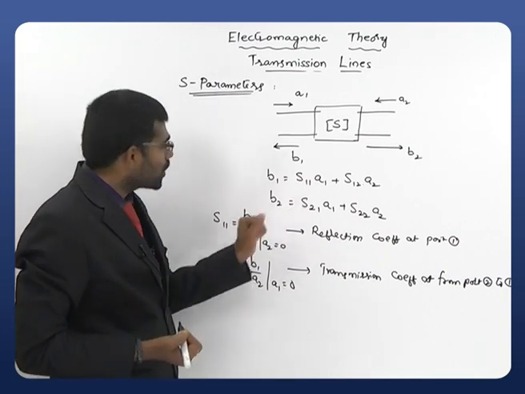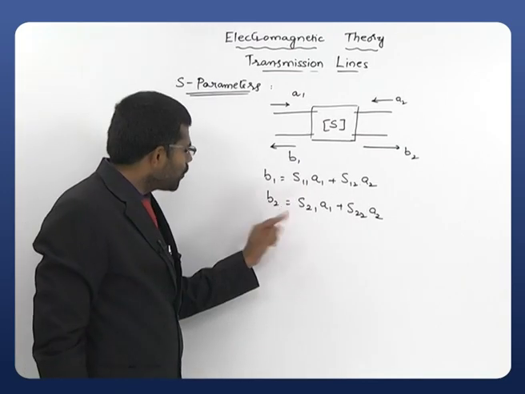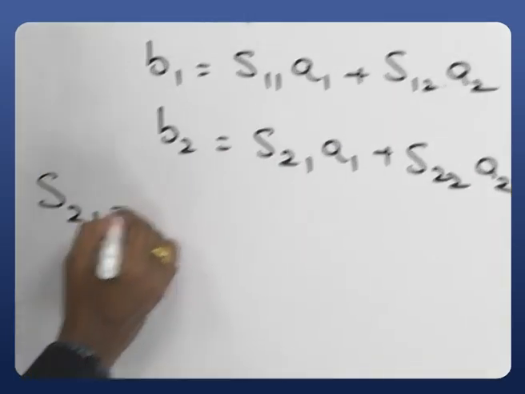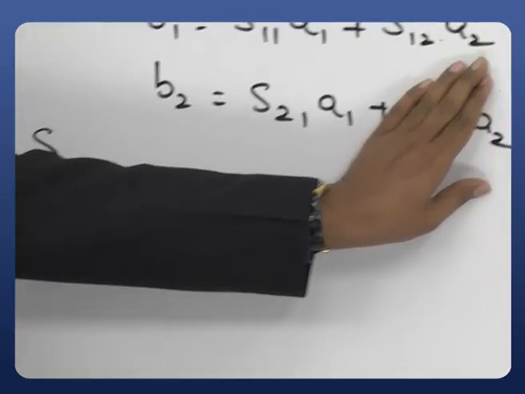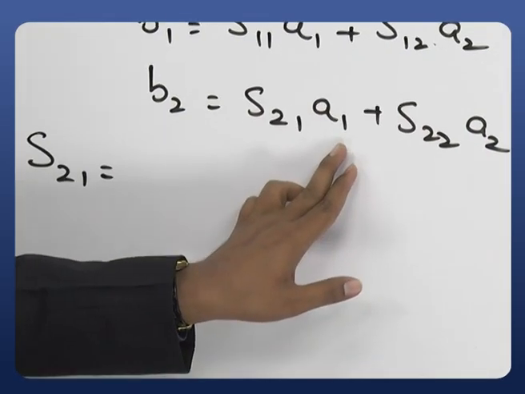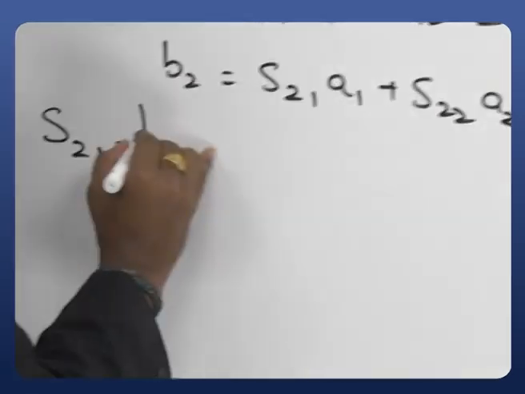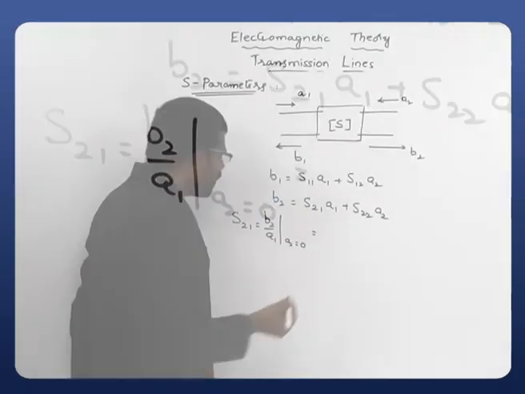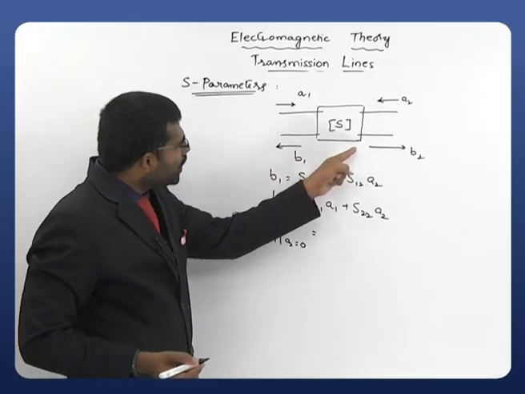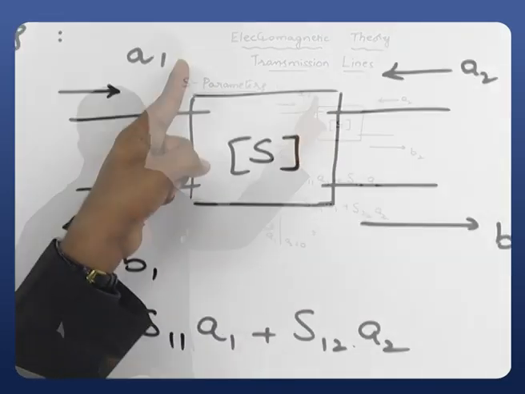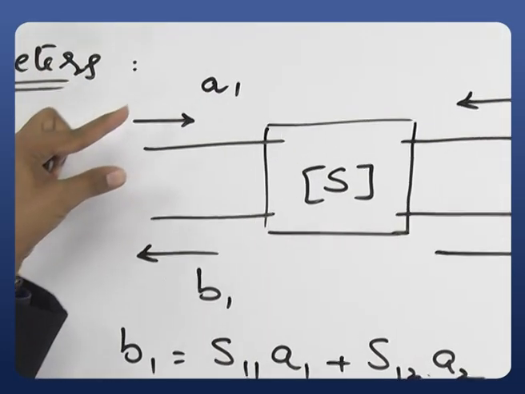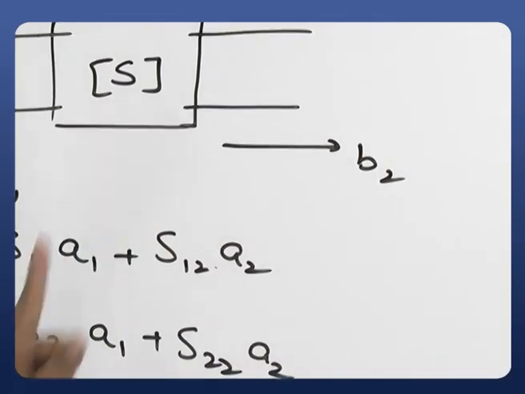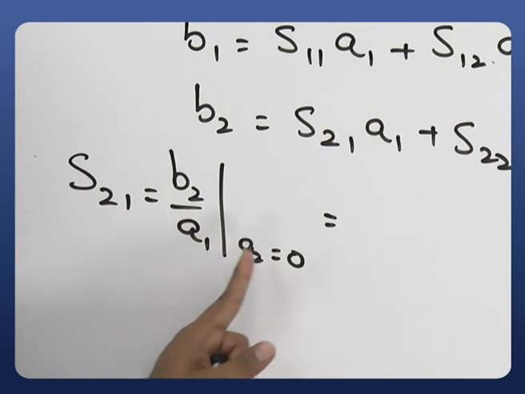Similarly, you can examine the second equation also. Now come to the second equation. In the second equation, you can observe S21 initially. So for S21, just close this one. What you will get is B2 by A1 at A2 equal to 0. What do you mean by B2 by A1? B2 is observed at port 2, A1 is applied at port 1. So whenever the input is applied at port 1, how much of the wave is transmitted to port 2, that we are observing here, that is B2 by A1 at A2 equal to 0.